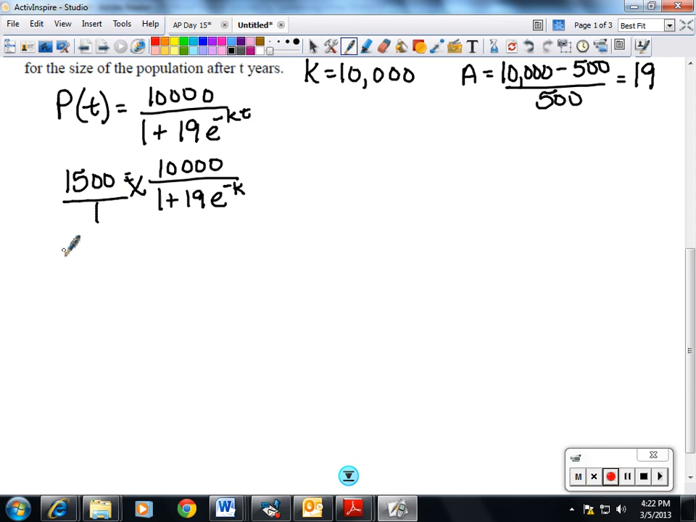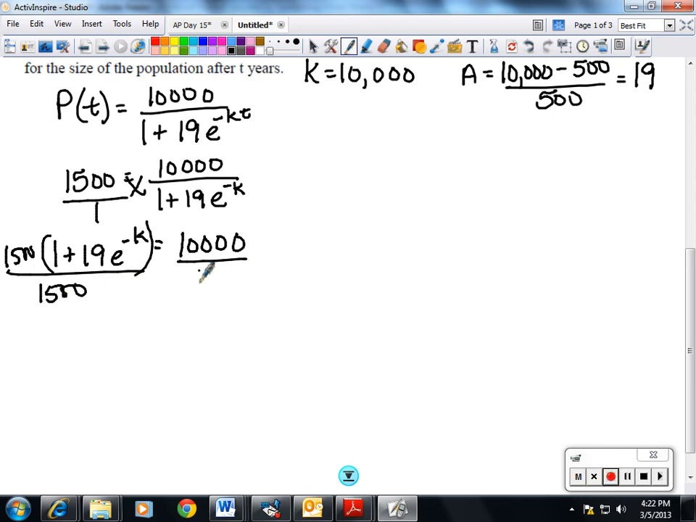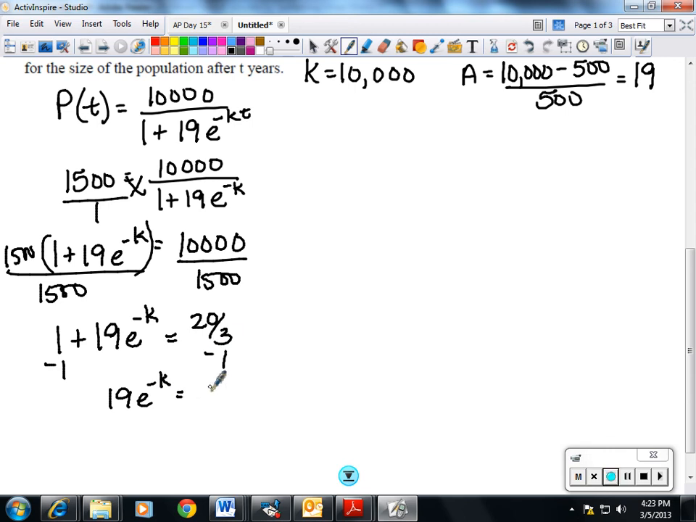Let's see, cross multiply: 1 plus 19e to the negative k, times 1500, equals 10,000. I don't like my k on the bottom, so I'm getting rid of it. Divide by 1500. So you get 1 plus 19e to the negative k equals 10,000 divided by 1500, which is 20 thirds. Minus 1, minus 1. 19e to the negative k equals 20 thirds minus 3 thirds, which is 17 thirds. Divide by 19, divide by 19. And I went ahead and got a decimal.